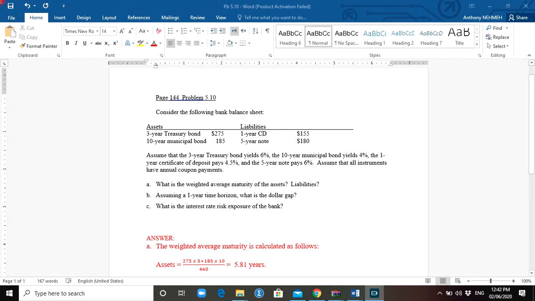1-year certificate of deposits. It's a kind of deposit. That's why it's in liabilities. 5-year note, it's a kind of loan. It's a part of a balance sheet.